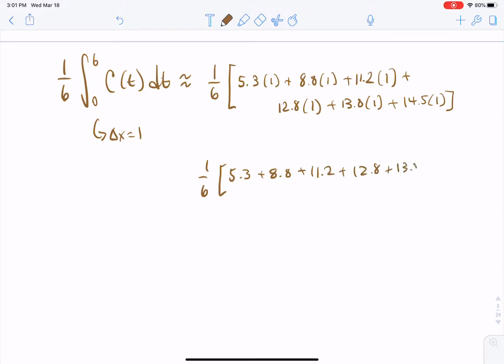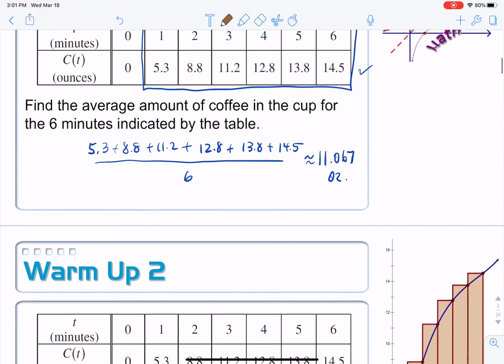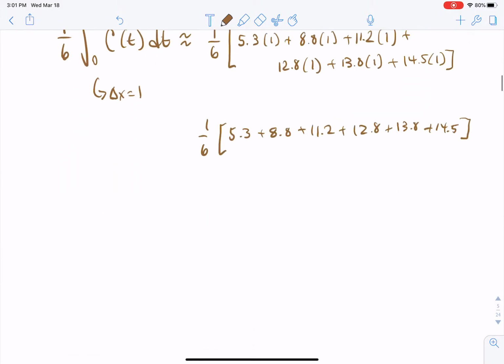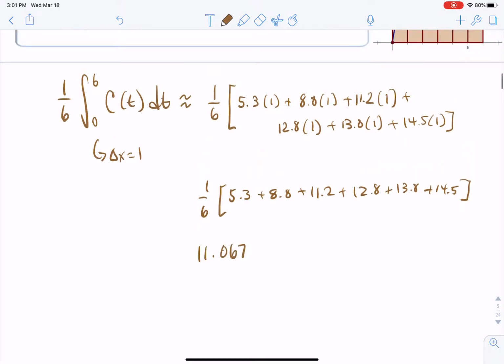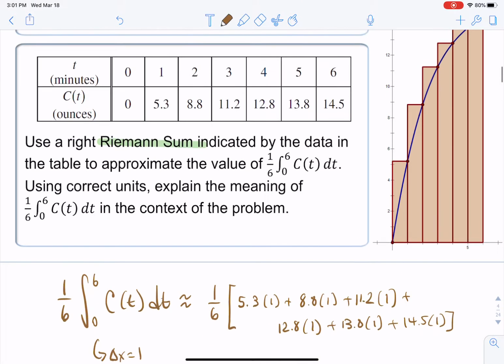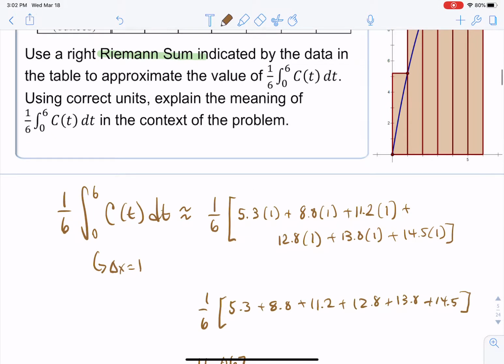And 13.8 and 14.5. And this problem looks real familiar, right? It looks exactly like what we just did here. We just put the 6 down here on the bottom, so we know that this thing is supposed to be equal to 11.067.